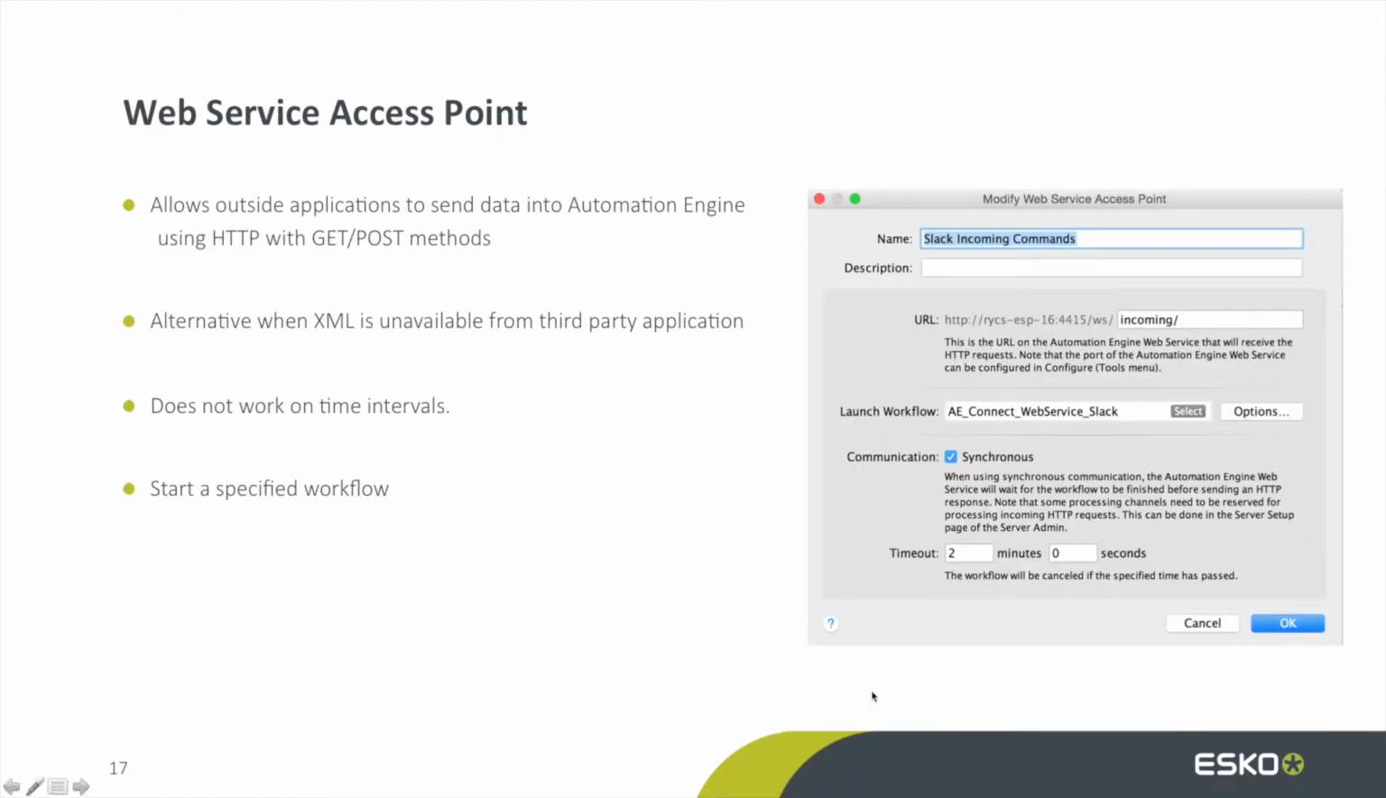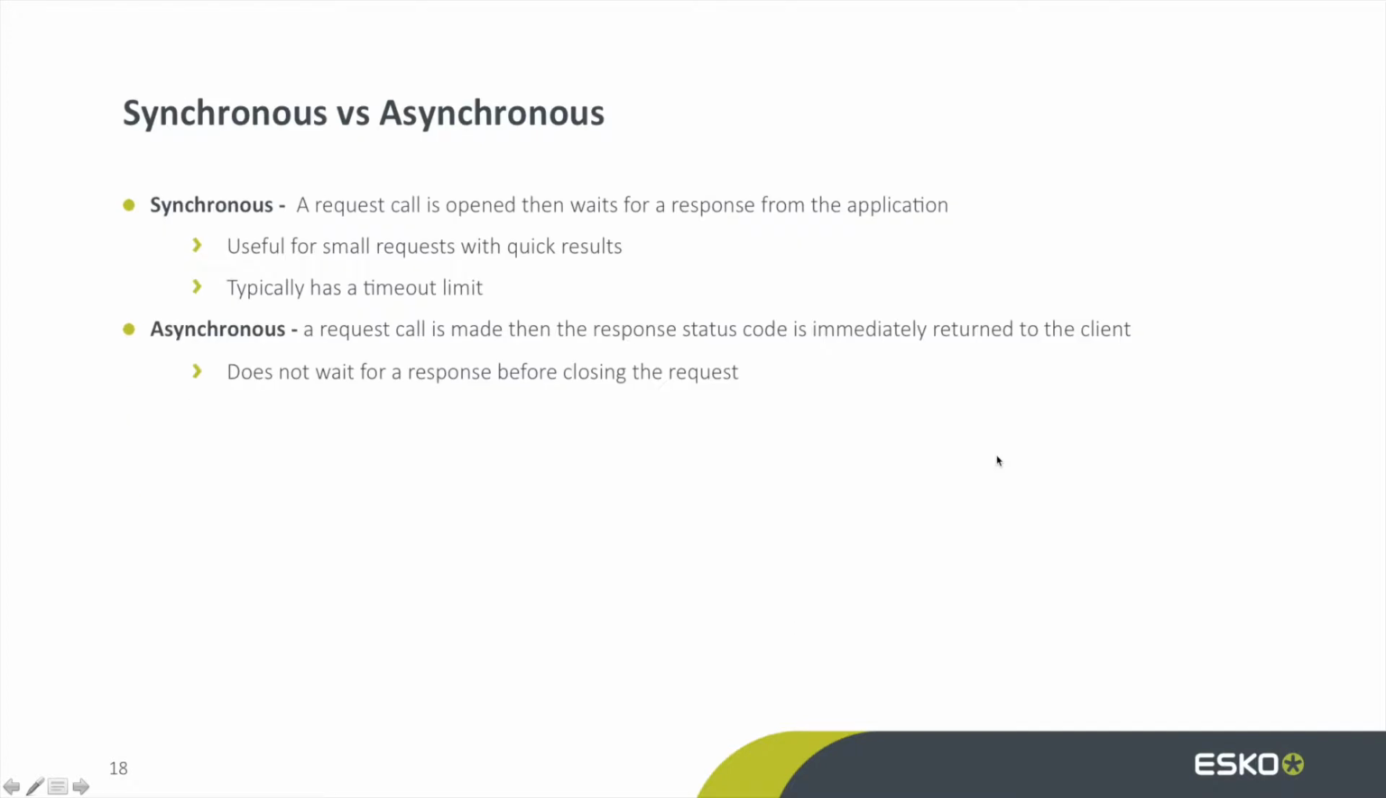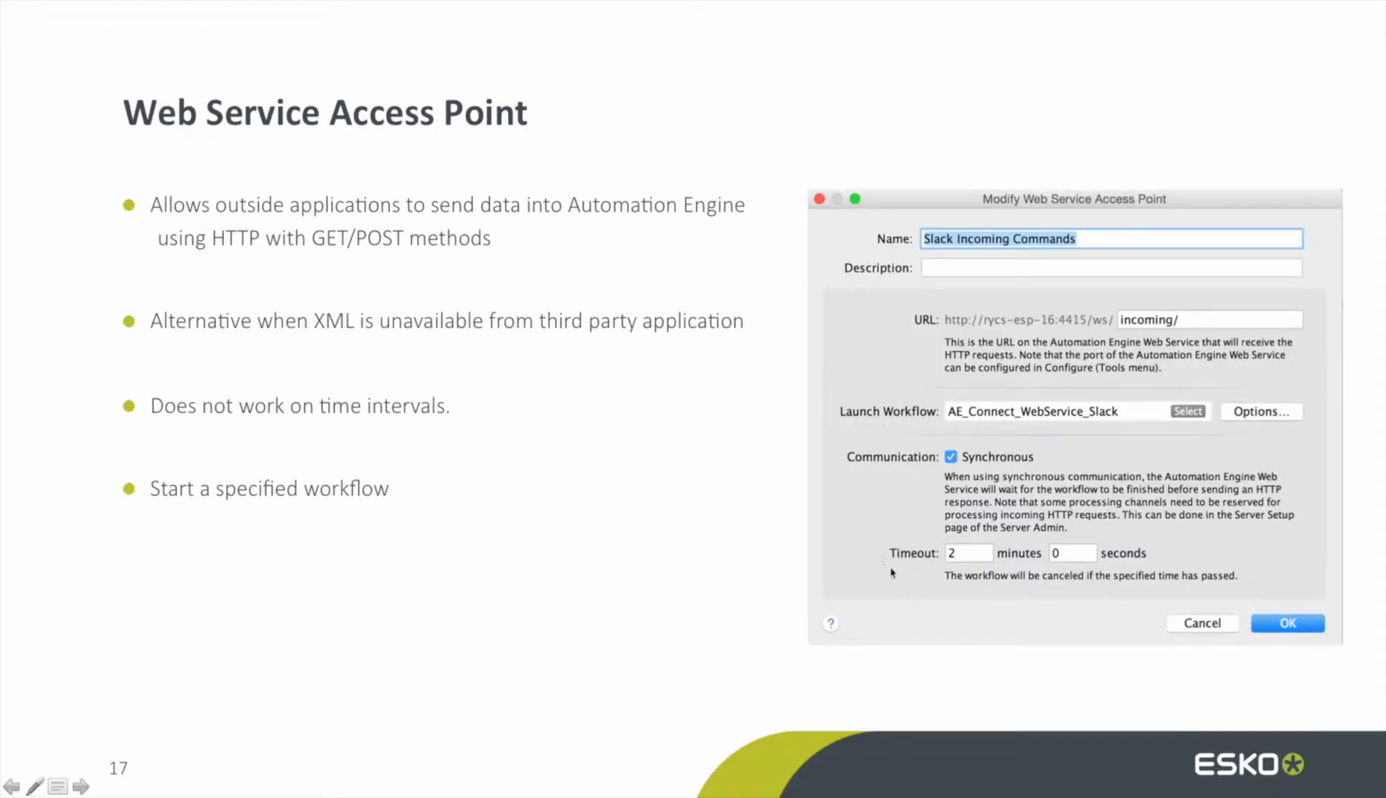So as we noticed on our previous screenshot here, we have a communication type. There's two different types of communications, which are synchronous and asynchronous. So the way a synchronous call works is the call is opened, it then waits for a response from the application, and then once it hits the timeout limit or a response is sent back, the call is closed. So it's useful when you're able to gather data and quickly push it back, but if it may take a while to process, there typically is a timeout limit, which you can specify in the access point.